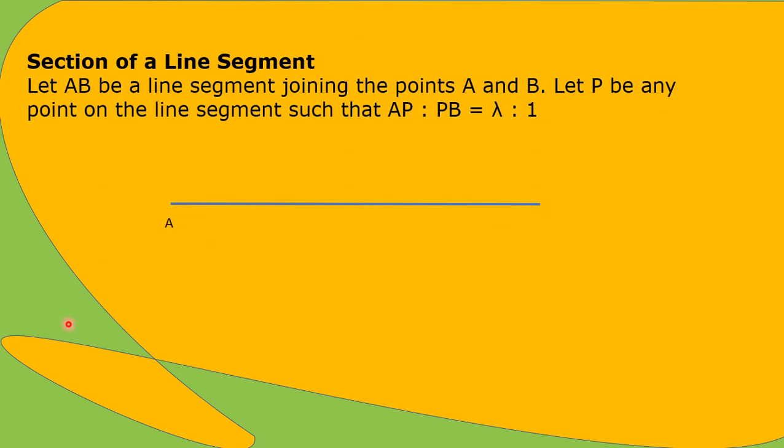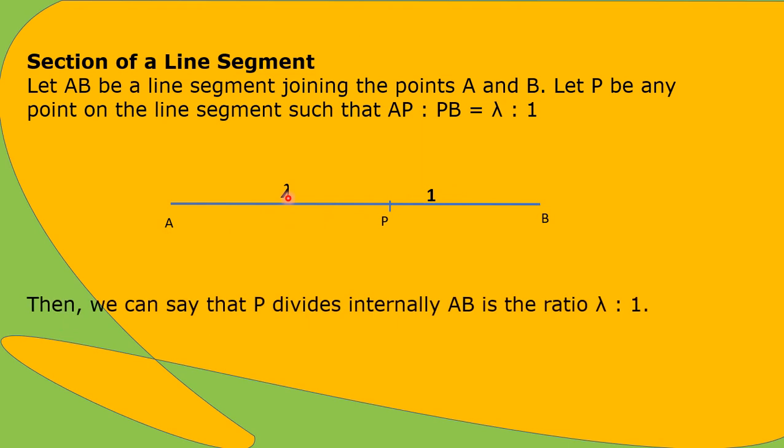P is any point on the line segment, such that we have the ratio AP to PB is lambda to 1. So here this point P divides this line into two parts. These parts are nothing but the sections. So the meaning of section is the line divided by any point into two parts. Each part is known as a section. So here this P divides the line segment AB internally in the ratio lambda to 1.